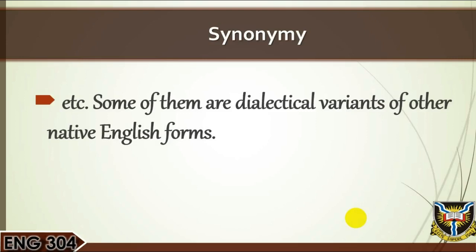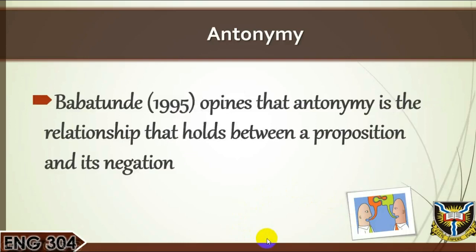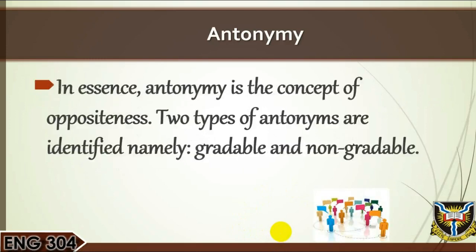Gradable antonyms show oppositeness in terms of degree. Look at the following examples: tall or short, cold or hot, wet or dry, high or low, big or small, beautiful or ugly, hard or soft, etc. Gradable antonyms are so called because they are capable of expressing comparative and superlative ideas.